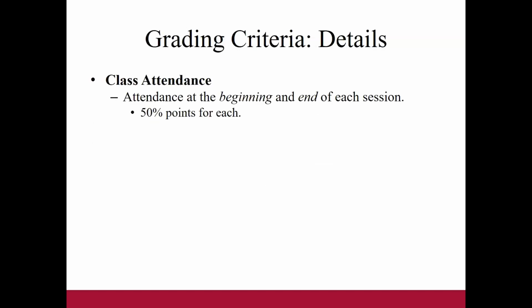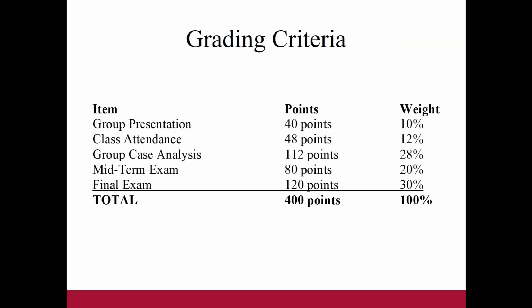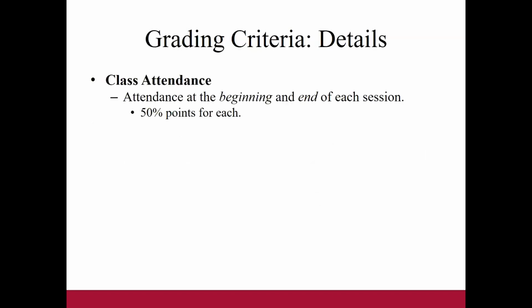So first, class attendance. Class attendance is going to be about 12% of your total grade. The way I intend to do class attendance is this. At the beginning of class, what I intend to do is take attendance. With 33 students, that can be time consuming. I don't want to spend too much time doing it. So what I'm going to do is develop a seating chart.